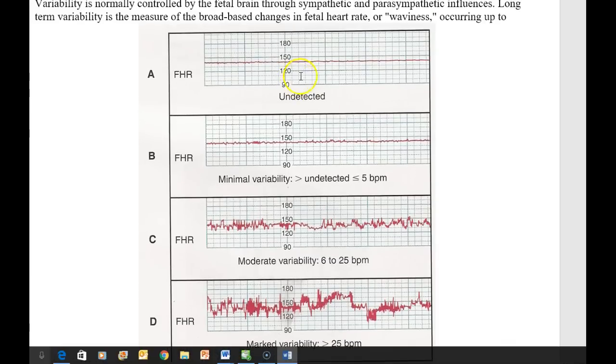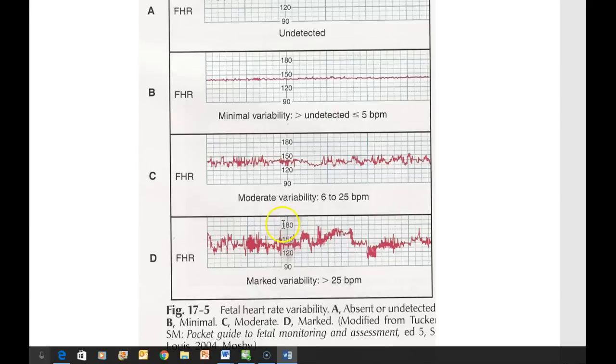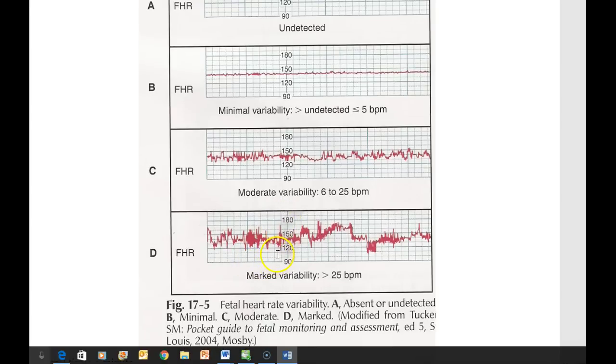Again, undetected can mean brain damage. Minimal variability could mean the baby is sleeping 20 minutes out of every hour. We would not want this to continue after 20 minutes. Moderate variability is our goal, and marked variability has us very concerned. Fetal seizures or hypoxia.